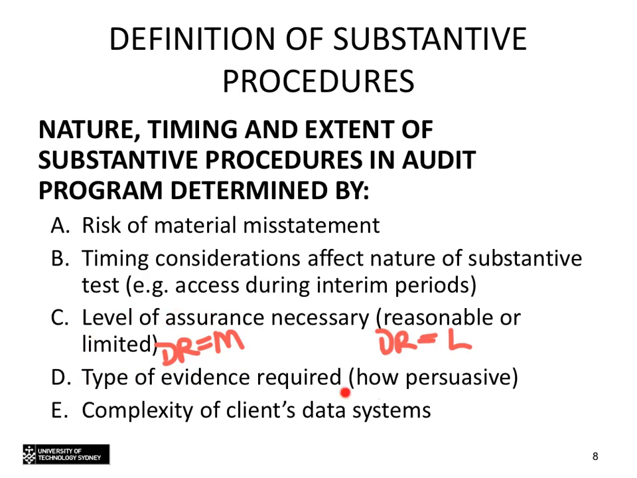I need to think about the type of evidence in terms of how persuasive, how reliable the evidence is. So persuasive, reliable. And also the complexity of the client system. So the more complex, probably the more evidence I'll need to collect to make sure that it's working appropriately.